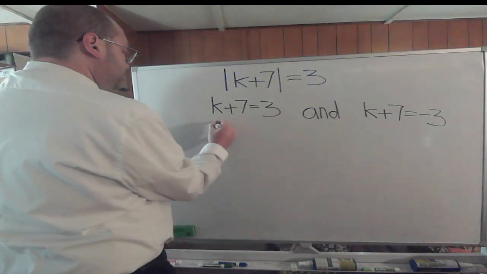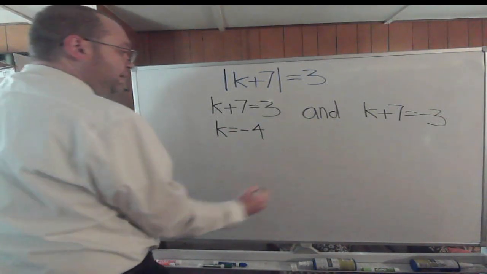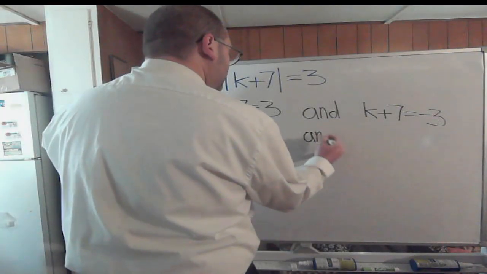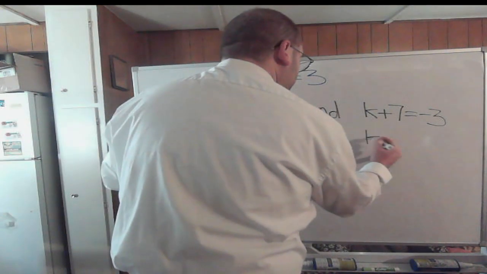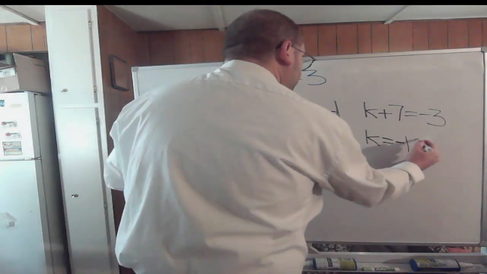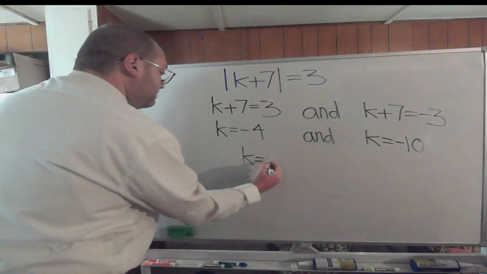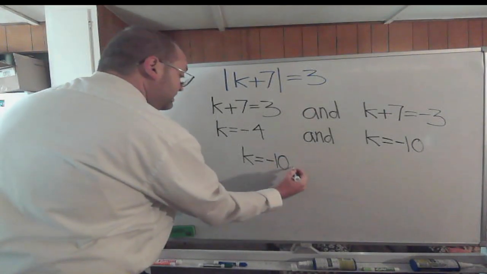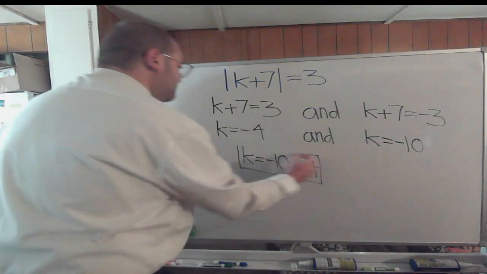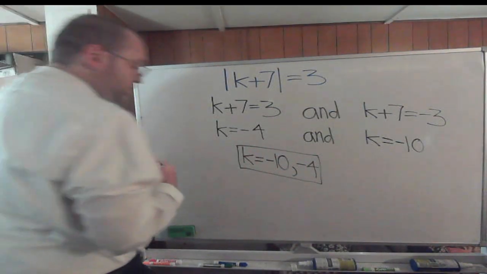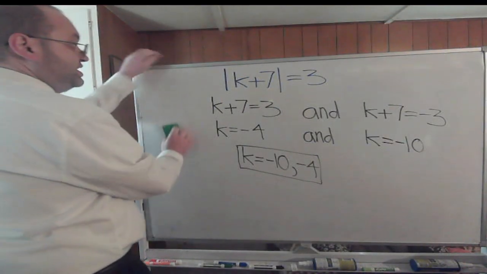K plus 7 equals 3, that would give you k equals negative 4. And then you would have k plus 7 equals negative 3. That would just give you k equals negative 10. So your two solutions to this equation are k equals negative 10 and then negative 4. And you could always put those numbers in to check out the result, and you would see I'm right.